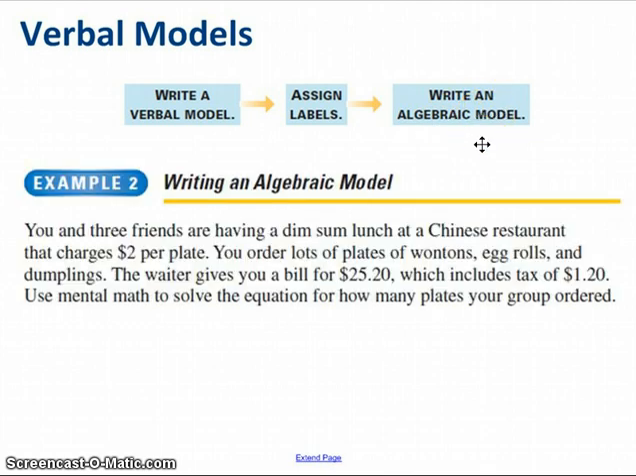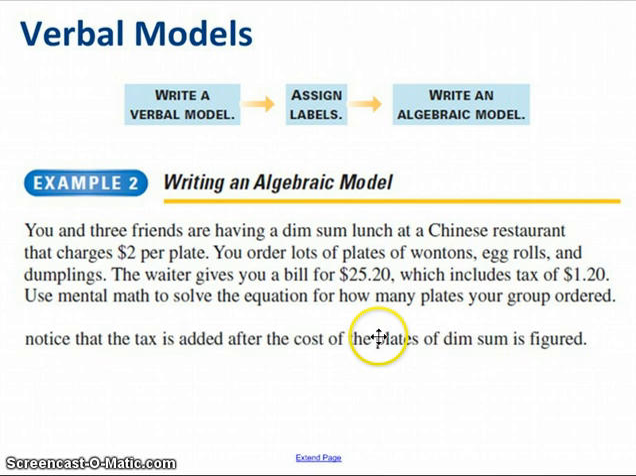So, for example, and this is obviously taken straight from the textbook, they have this story about you buying plates of food at a dim sum lunch at a Chinese restaurant. And one of the things they point out that I think is kind of nice of them, they don't always, is they point out that the tax is added, and it's added after. So what does that mean?